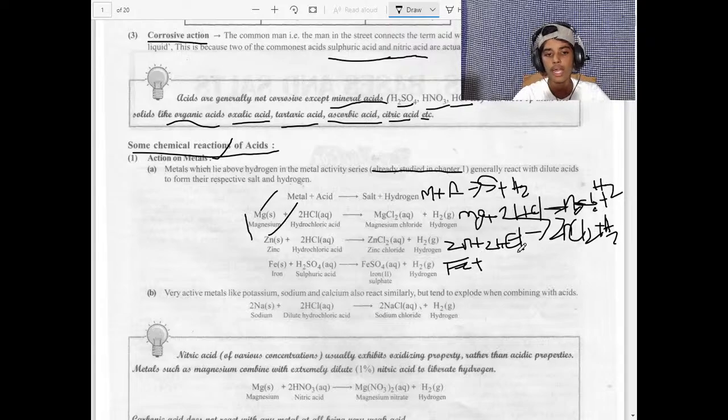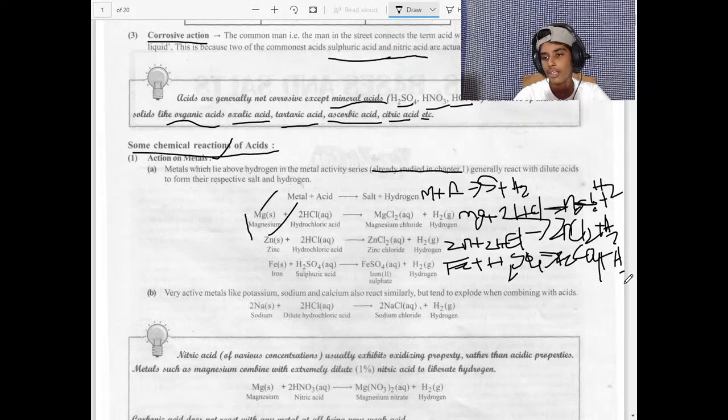Fe plus H2SO4, and it will give FeSO4 plus H2.